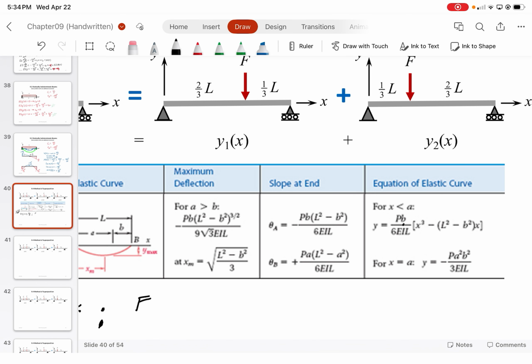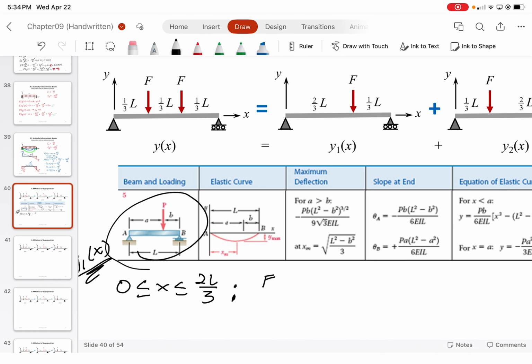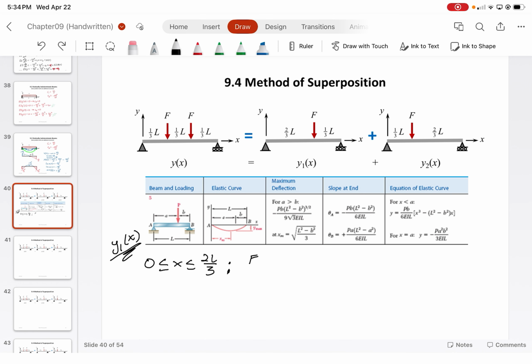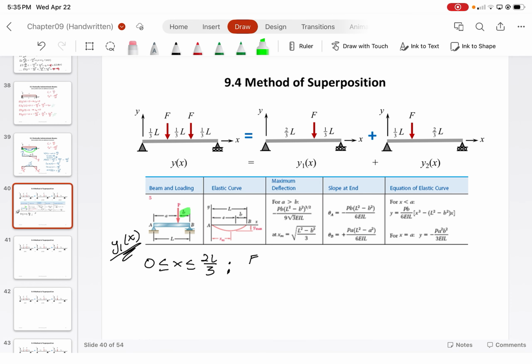In this case, we've got a dimension here of B, which we need to look over at this diagram for. For y1 of x, what would be our dimension B? B is this dimension right there. Exactly. So you would just plug in L over 3 divided by 6EIL, because L is the total length of the beam.